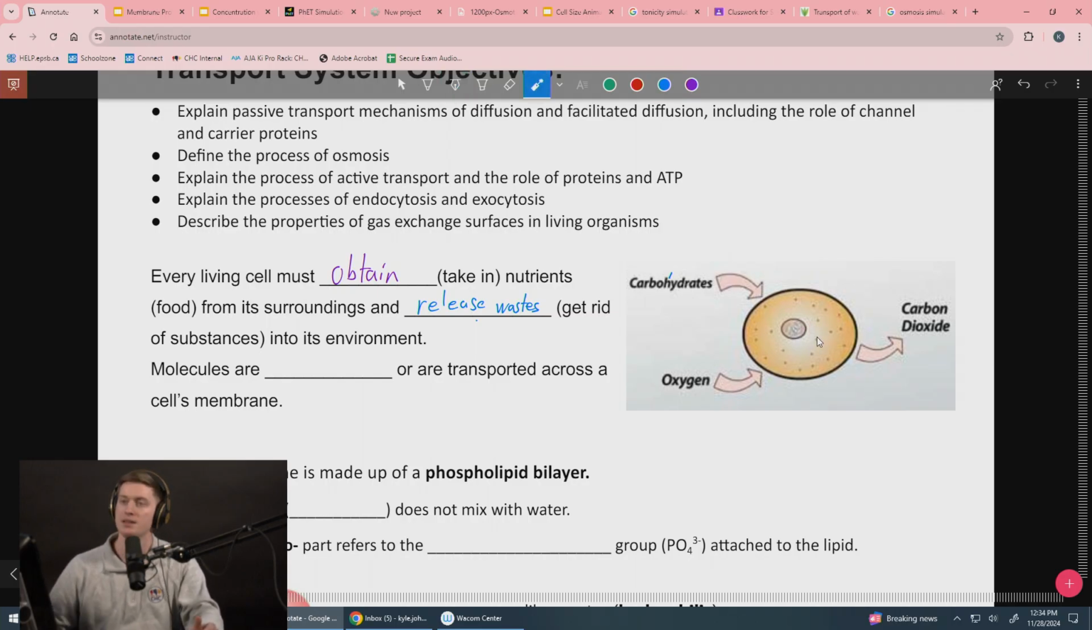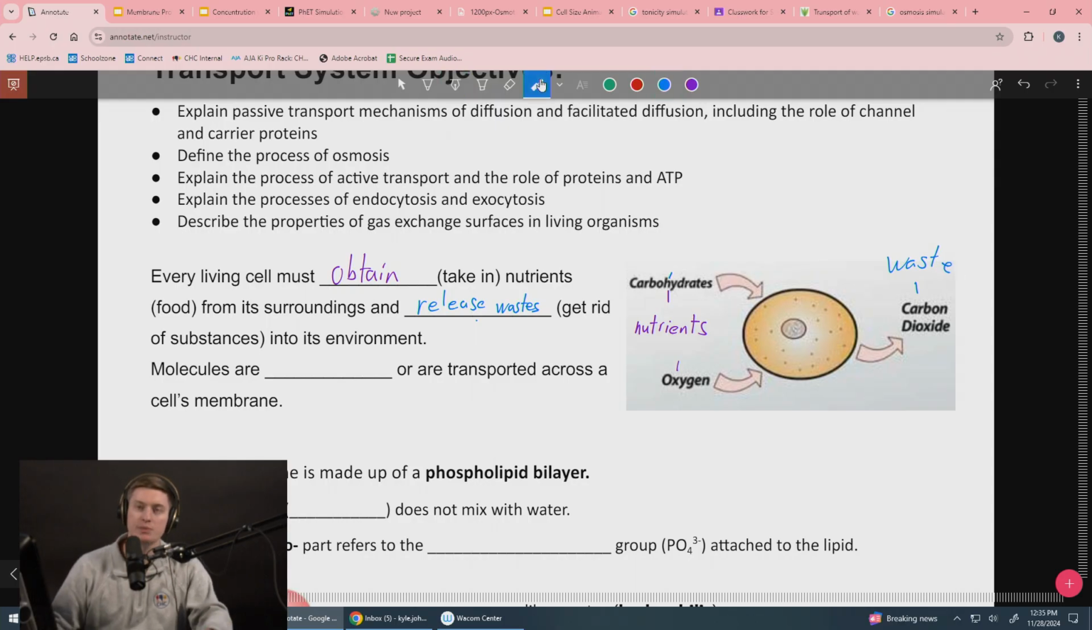Here's a cell. This cell is going to take in some nutrients. Carbohydrates are an example of a nutrient. That's another word for sugars, simple sugars, complex sugars. These are going to be an energy source. Oxygen is going to be required to extract energy from that energy source through cellular respiration. So both oxygen and carbohydrates are our nutrients. And carbon dioxide is something that we're going to produce as a byproduct of cellular respiration that we don't want. So that will be a waste.